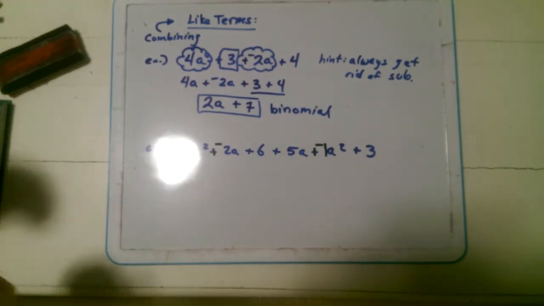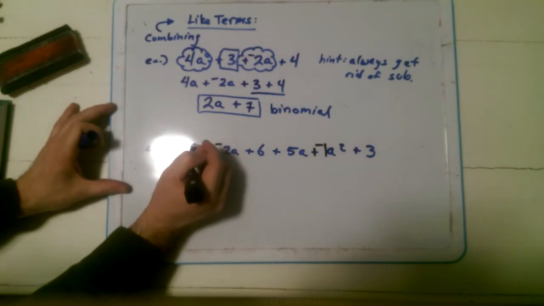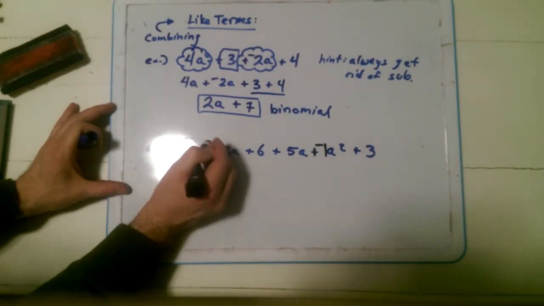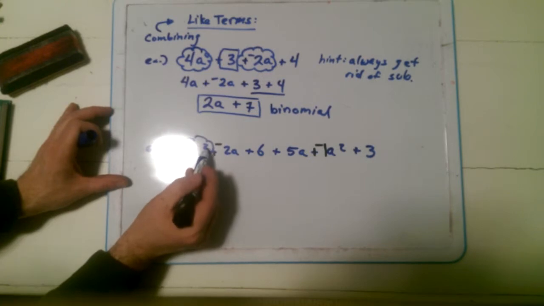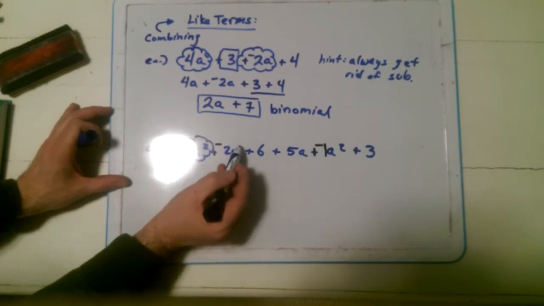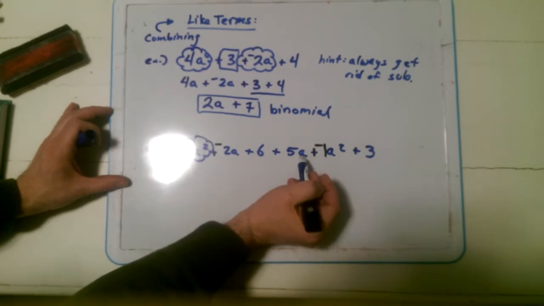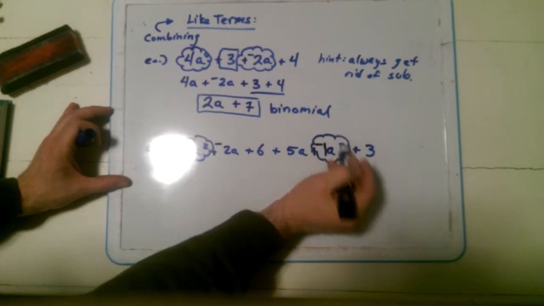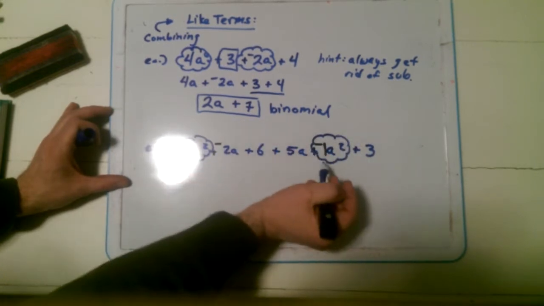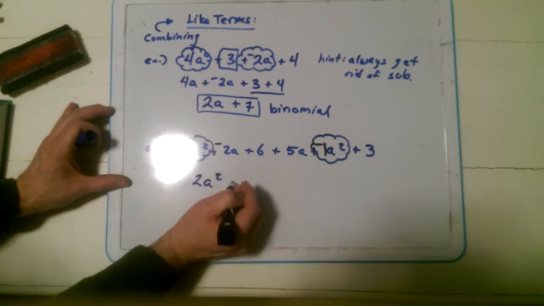Now we're going to go through and gather what we can. We'll start with the 3a squared and ask, what's common to this? We're looking for the same variable and the same exponent. Same variable but not the same exponent, no. Variable but no exponent, no. But down here we have our other a squared. So 3a squared and a negative 1a squared is going to give us 2a squared.